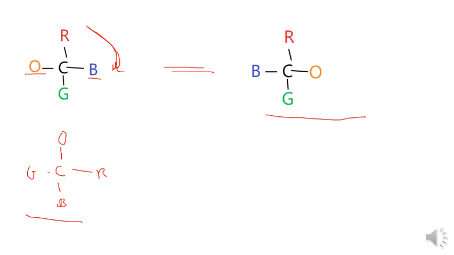Okay, so this carbon here has 4 different types of atoms attached to it, while the other ones didn't have 4 different types. They only would have 1 or 2 different, or 3. Okay, and that's going to be key here.